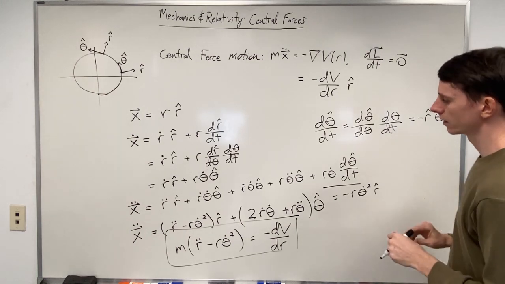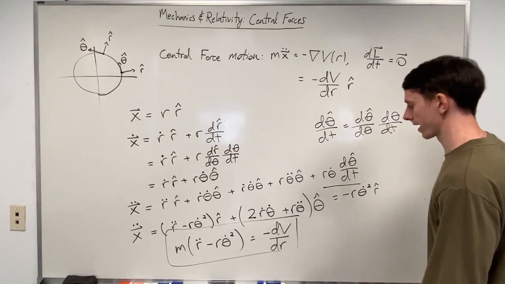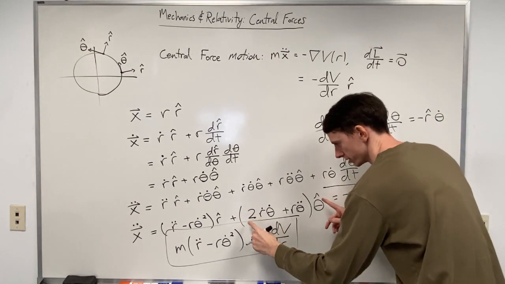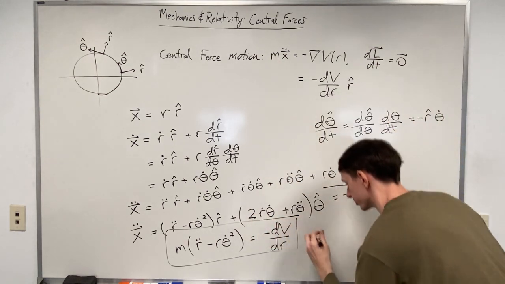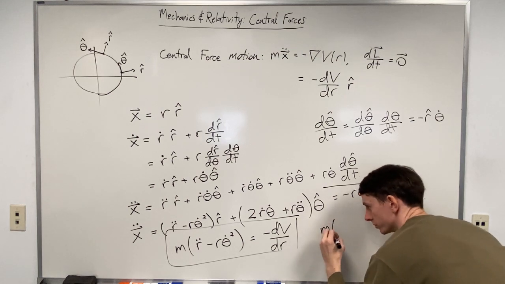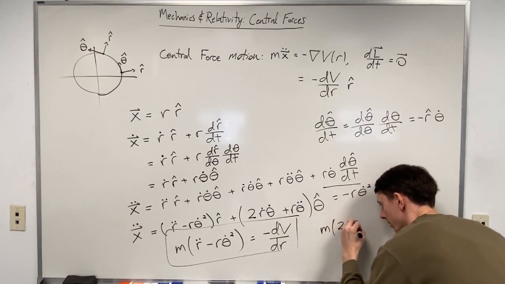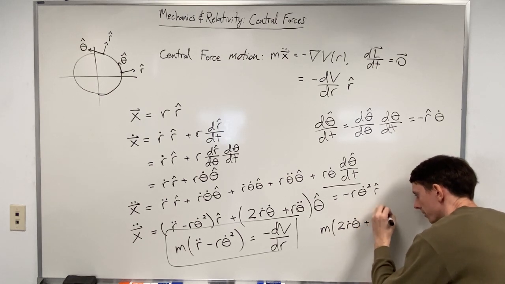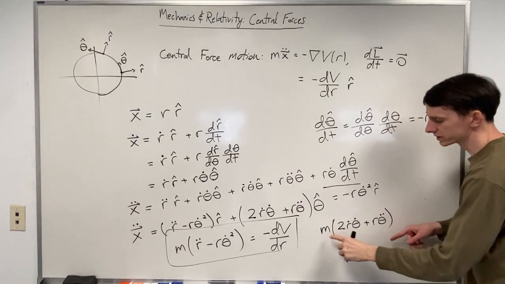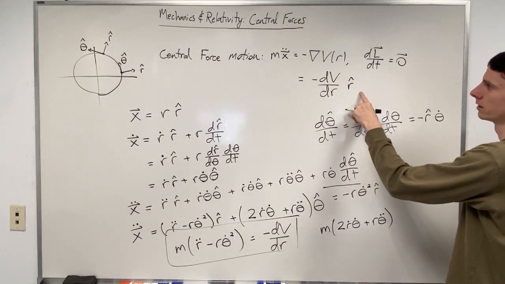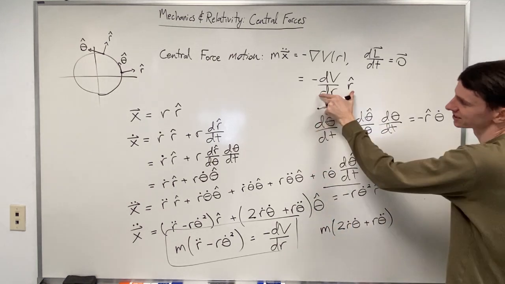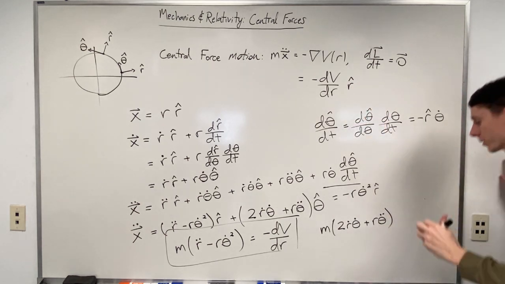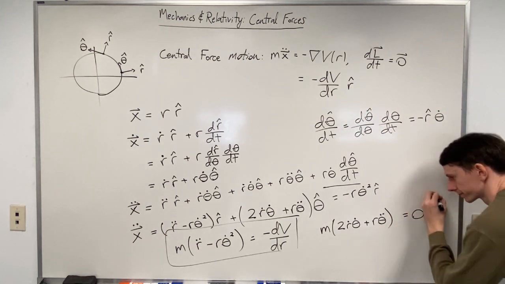Okay. Now we're going to do the same thing with the theta hat components. On the left-hand side, we have mass times the theta hat component of the acceleration. So this is going to be m times 2r dot theta dot plus r theta double dot, like that. And then what's the theta hat component on the right-hand side? Well, there is none, right? There's just this derivative right here. So the right-hand side for the theta hat component would just be 0.